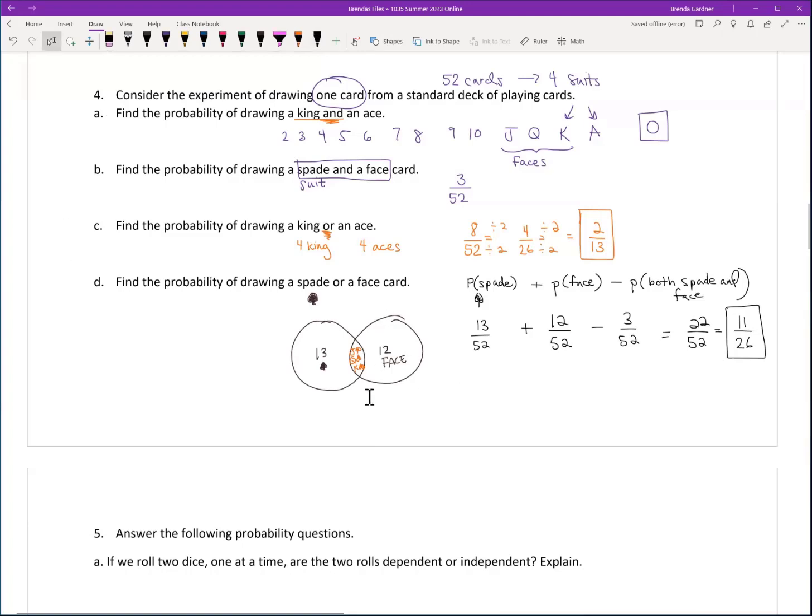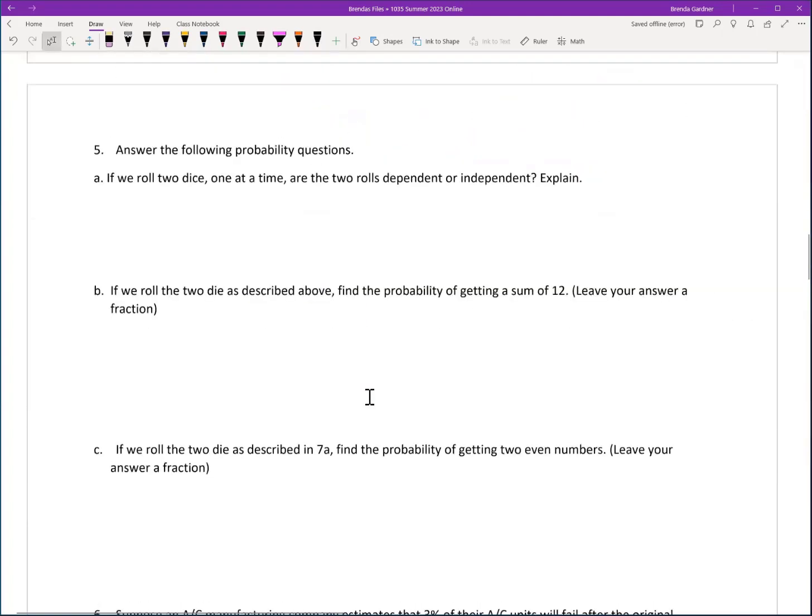Okay, question 5. Answer the following probability questions. If we roll 2 dice, one at a time, are the rolls dependent or independent? So this is kind of an understanding vocabulary question. What does independent versus dependent mean? I like to think about independent as one doesn't affect the other. Dependent means one does have an impact on the other.